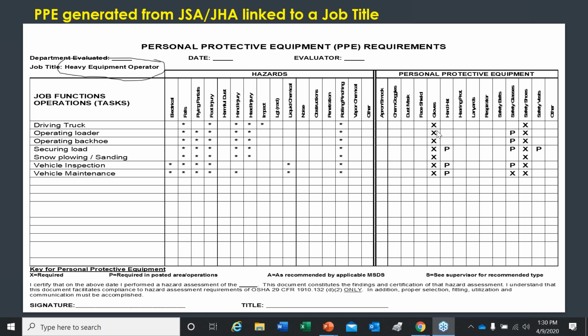And then the PPE that would be required would be gloves and safety shoes, so that you would have the person be protected. So these types of forms are put together. We've got them available for you.